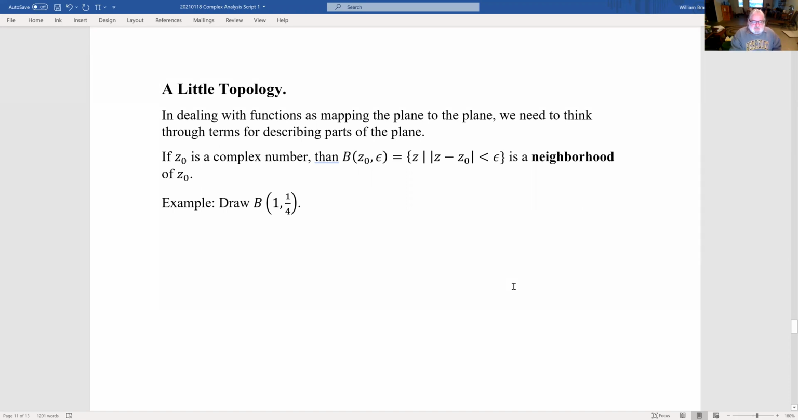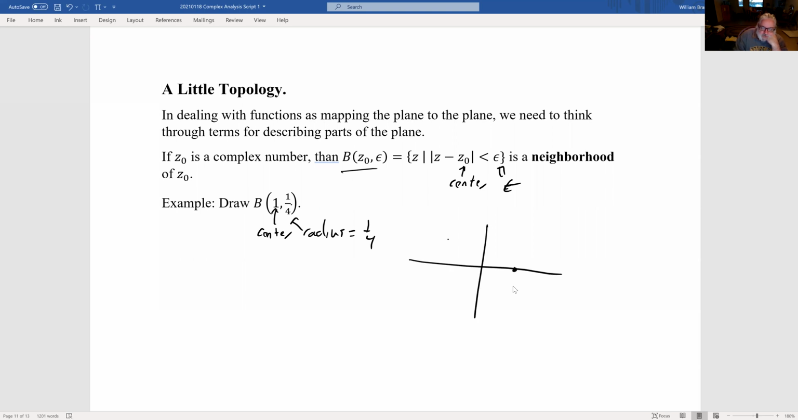B of Z0 comma epsilon is called the neighborhood of Z0. Think of this as being a circle. B actually stands for ball. Center is 1, radius is 1/4, right? So my center is Z0. My radius is whatever epsilon happens to be. So B of 1 comma 1/4 is centered at the point 1. Here's the circle of radius 1/4. And the ball is the stuff inside the circle. It's everything that's within that radius. It does not include the circle itself.